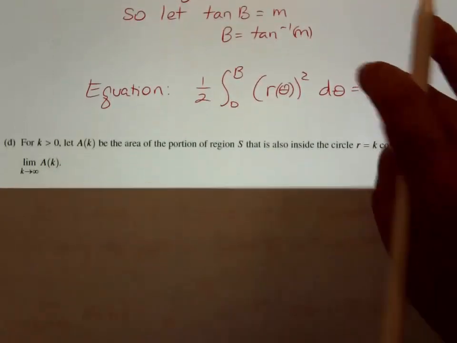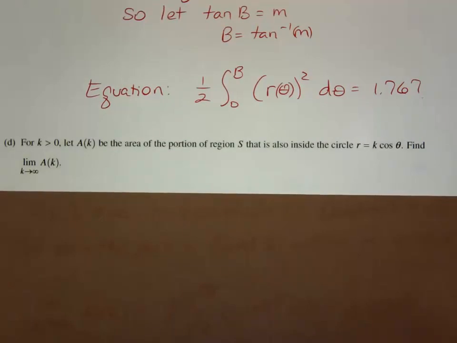For part D, for k equals 0, let A of k be the area of the portion of region S that is also inside the circle r equals k cosine of theta. Find the limit as k approaches infinity of A of k. This question, more than others, probably scared you the most, because it's got a limit and it's got a polar, and you're just thinking, what's going on here?